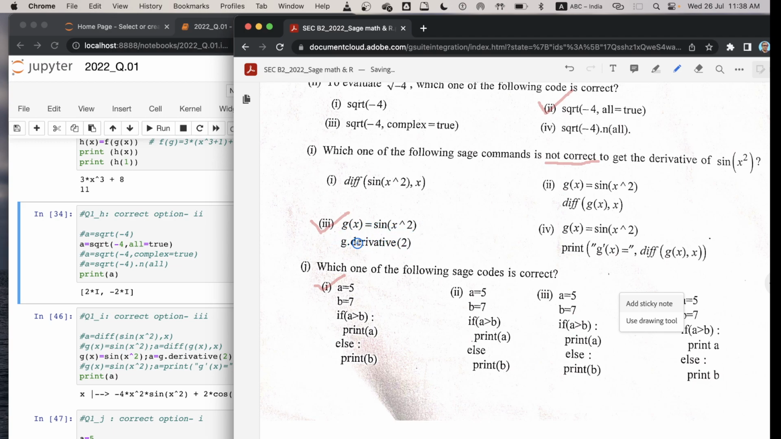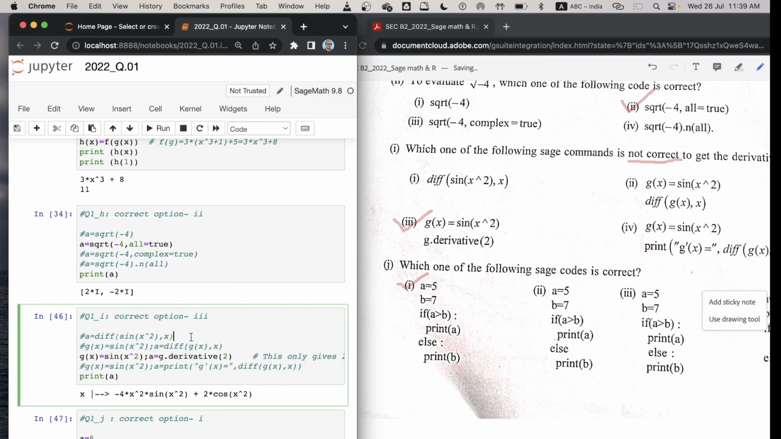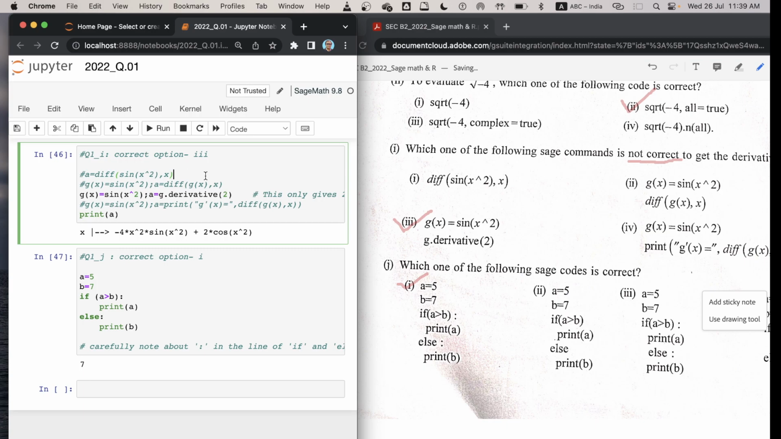g.derivative(2) gives the second order differentiation of the function f(x) equals sine x square. Otherwise, option 1, option 2 and option 4 give the first order derivative, so they are all correct. So the correct answer to question I, the correct option, is 3.